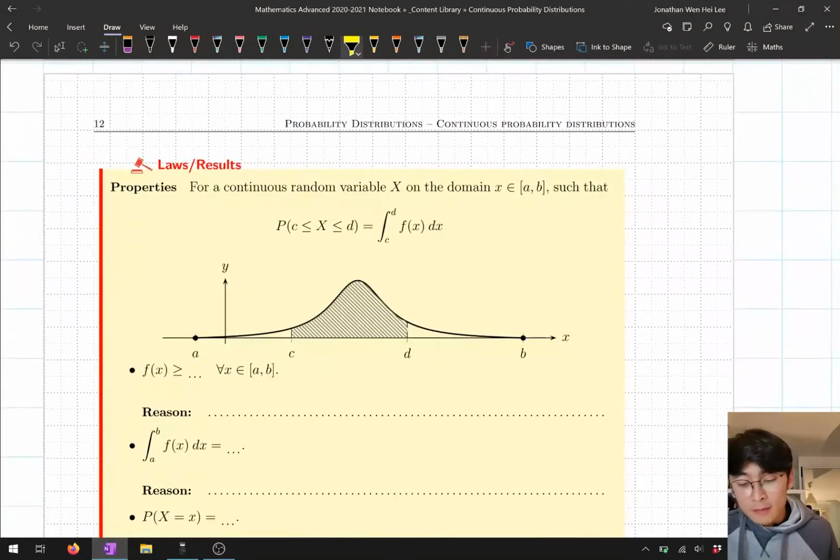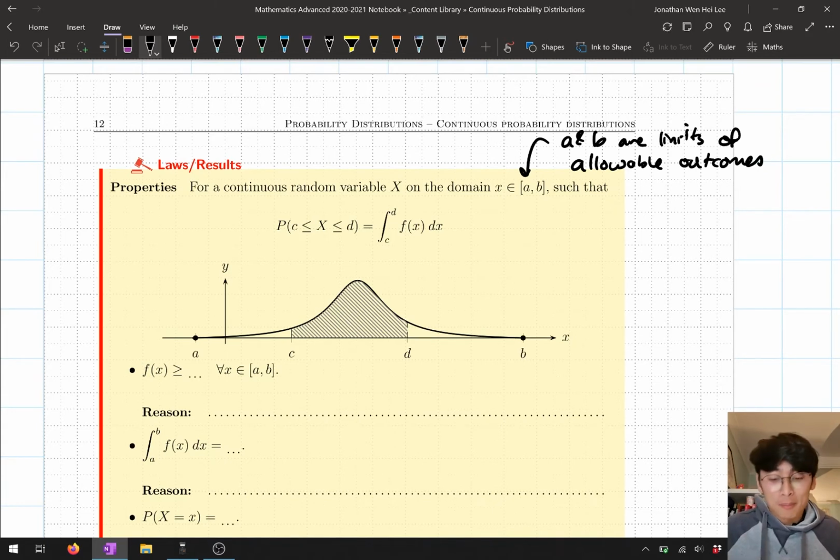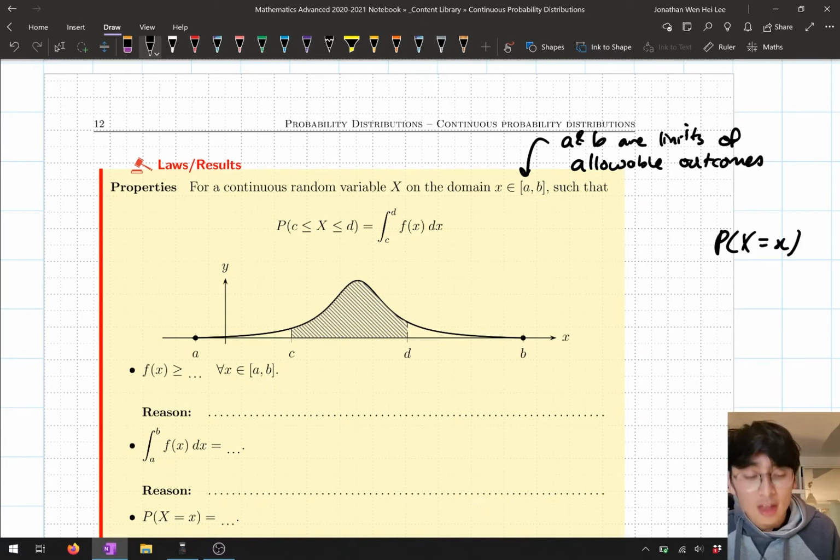Now, for a continuous random variable x on the domain a to b, a and b are just the limits of allowable outcomes. So there's the range of outcomes I have for my particular event. Earlier we said P of X is equal to x, which is the probability of a random variable being equal to x for a discrete value. What we want to do here is find the probability of an event being between two particular values.